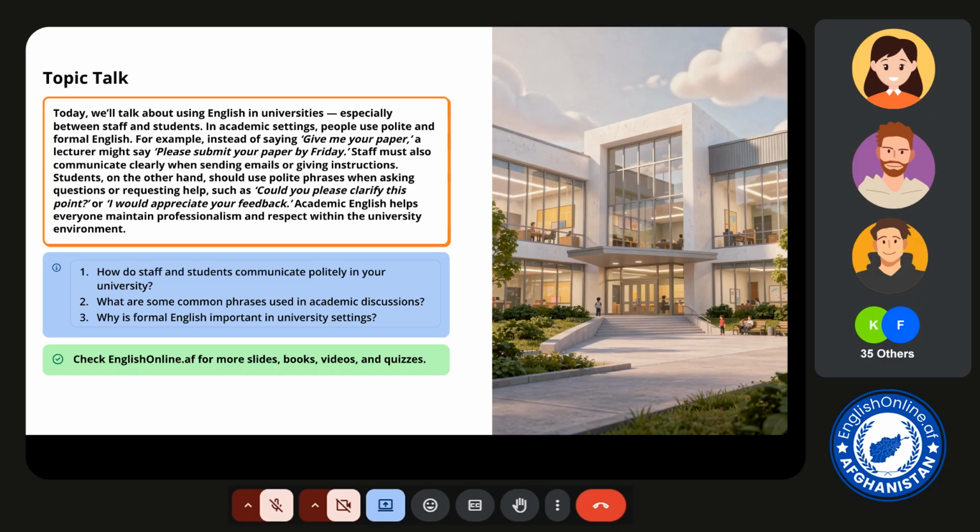Academic English helps everyone maintain professionalism and respect within the university environment. میگه انگلیسی اکادمی کمک میکنه تا همه در محیط دانشگاه حرفه‌ای بودن و احترام متقابل را حفظ کنن.